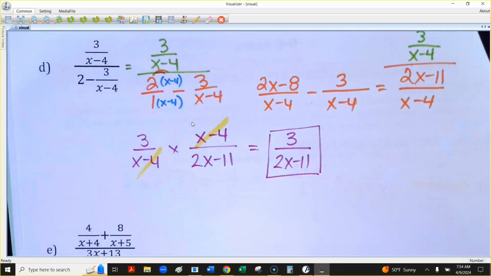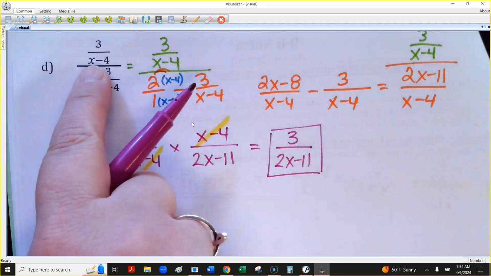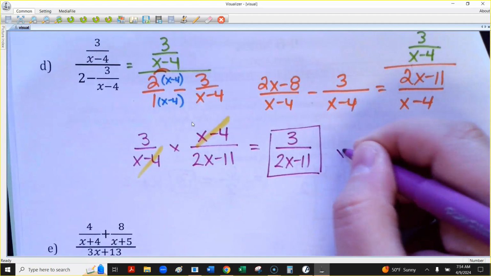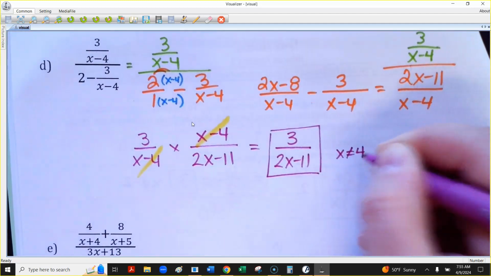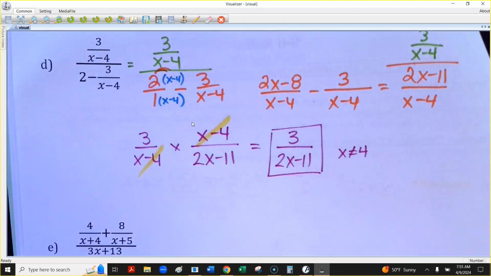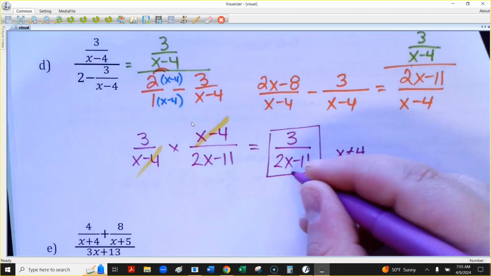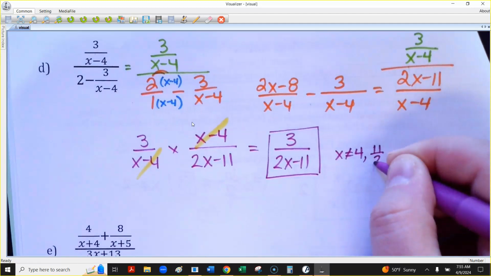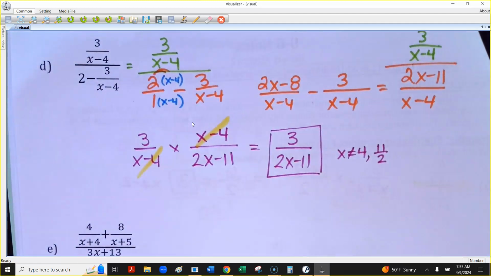Now, place your restrictions at any point in the problem if the denominator could be 0. So in this first one, you have the x minus 4, so we don't want x to be positive 4. And then at the end of the problem, we got this 2x minus 11 in the denominator. If I set that equal to 0, we'd add 11 and divide by 2. So 11 over 2 would be your other restriction.